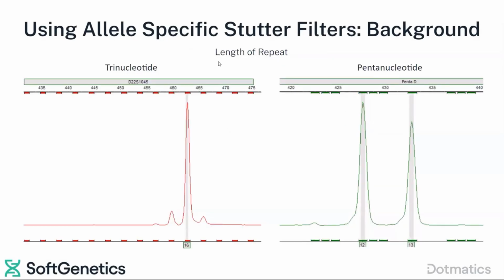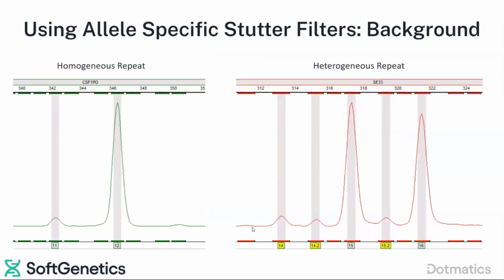Okay, looking at the length of the repeat, trinucleotides, shorter repeats typically have much greater stutter. And the stutter is very pronounced here, even in the +1 repeat position. Whereas a pentanucleotide has much lower stutter, virtually none. Maybe there's a tiny little blip here at the plus repeat. So the length of the repeat impacts the stutter. And the complexity of the repeat.